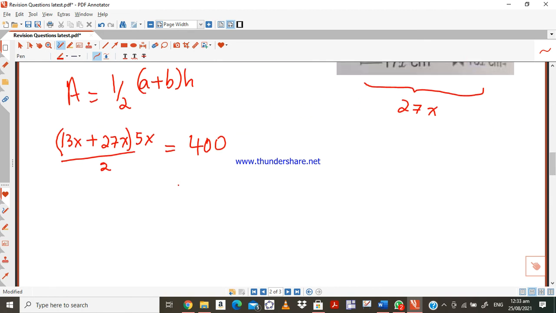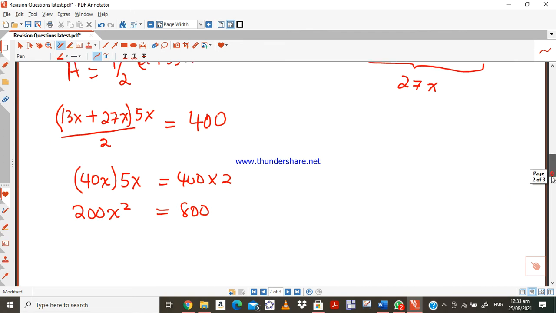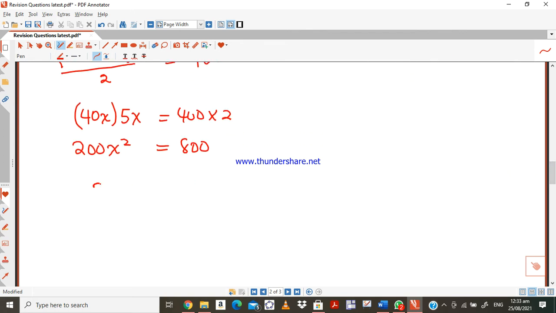So you substitute in the formula, right? And on top you're going to have 40x, and that should be multiplied by 5x equals 400 multiplied by 2. Okay, so this is 200x squared is equal to 800. Well, from this point onwards, you can go ahead and isolate. You can say x squared equals 800 divided by 200. Then x squared equals 4. So x is going to equal plus or minus 2.